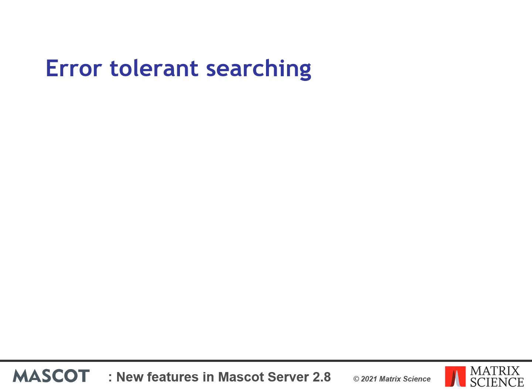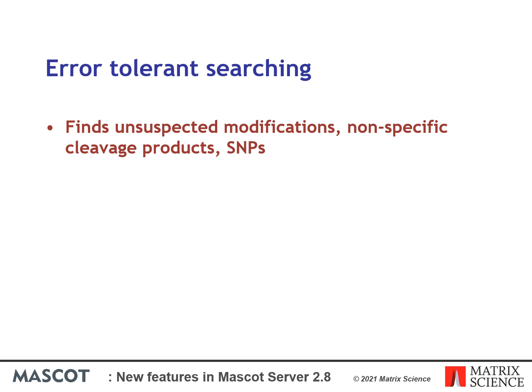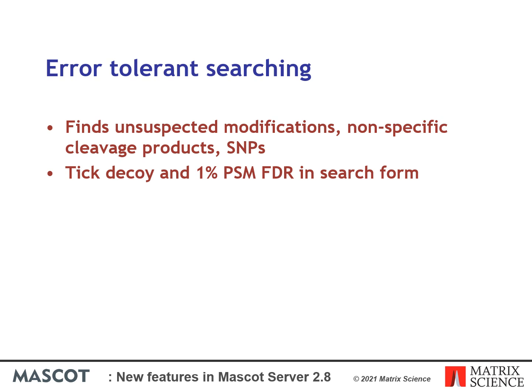The Mascot error tolerant search is the most efficient way to find unsuspected modifications, non-specific cleavage products, and sequence variants. Error tolerant searching is not new in itself, but in version 2.8 we've reviewed the statistical model. You can now submit the ET search as a target decoy search and select the desired false discovery rate in the search form. This gives a solid empirical basis for the statistics.